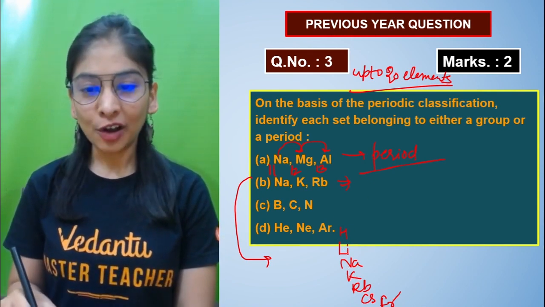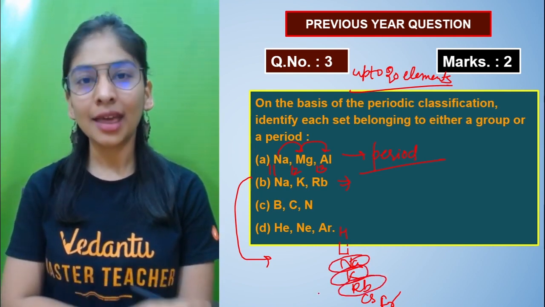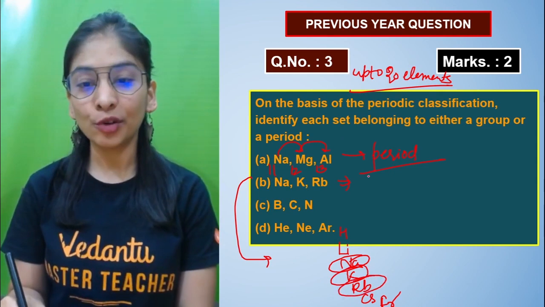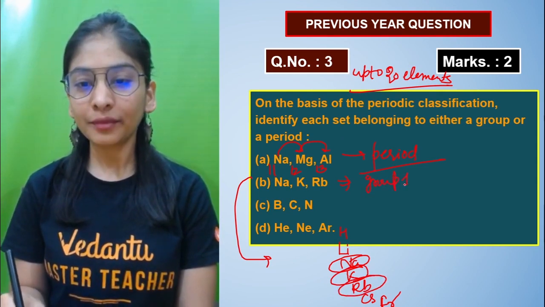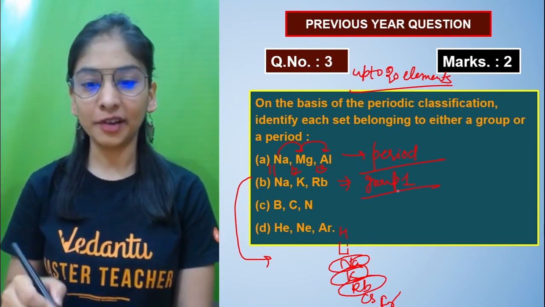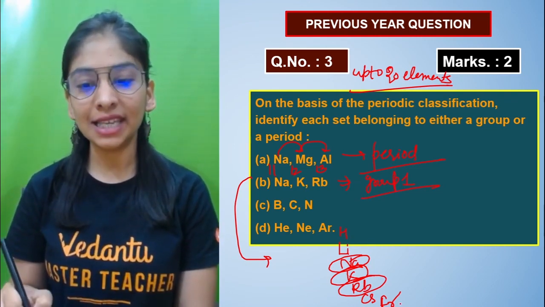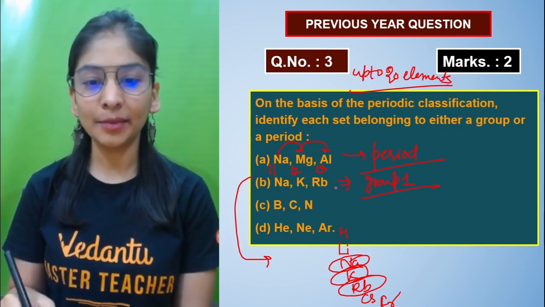So if I talk about my sodium, my potassium, and my rubidium, this is something belonging to the same group, that is group 1. 1 because 1 valence electron. In a group, valence electron remains same. Hydrogen, lithium, sodium, potassium, rubidium, cesium, francium. These all are the elements.